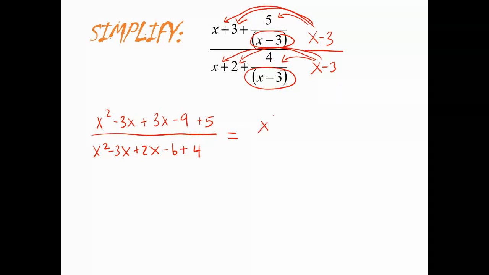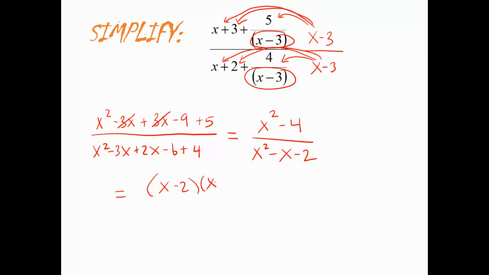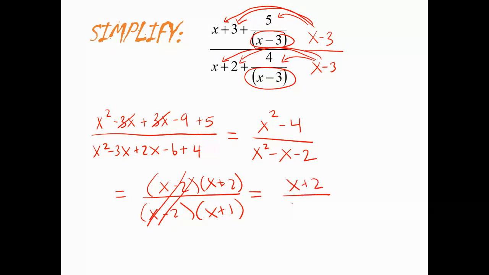Okay, so in this numerator I really have x squared. Those 3x's are going to cancel. Negative 9 plus 5 is minus 4. I know that I can factor that. x squared minus x minus 2. So this is going to give me x minus 2 times x plus 2. How great my knowledge of factoring is when I do this. x minus 2 can cancel because now everything's multiplication, and I'm left with x plus 2 over x plus 1. How fun. That rhymes. So I had to say it.